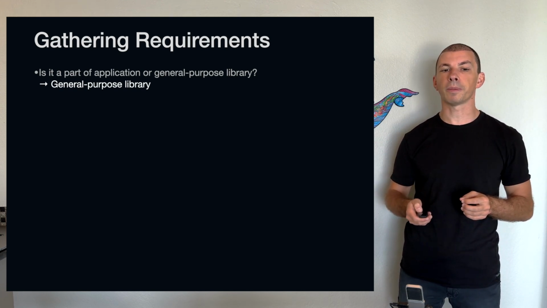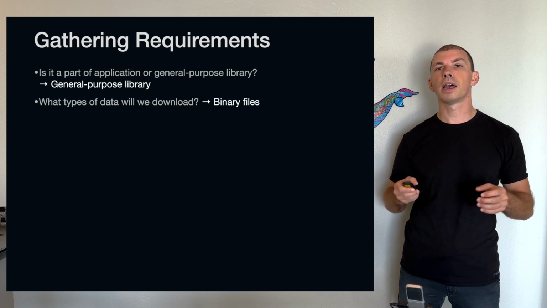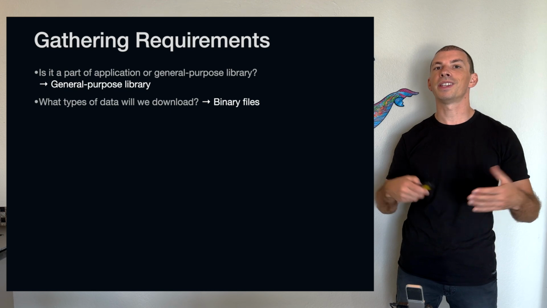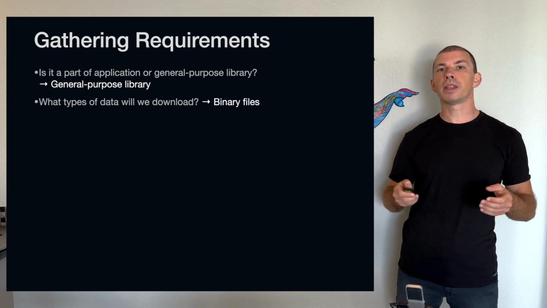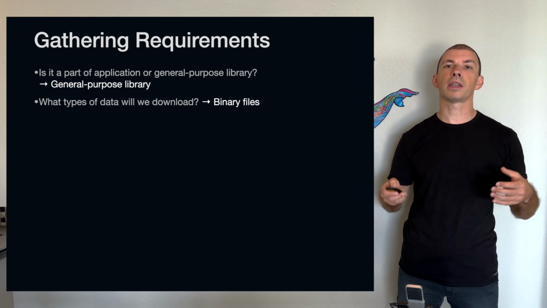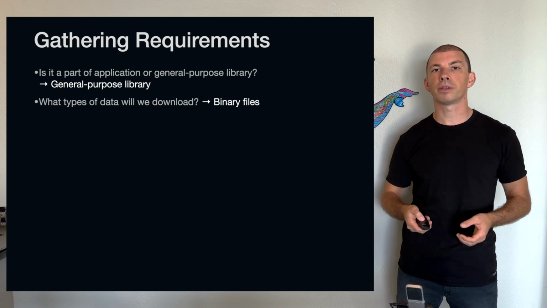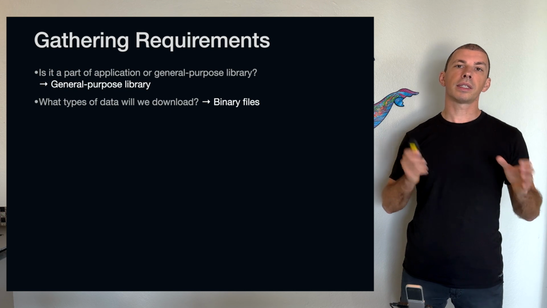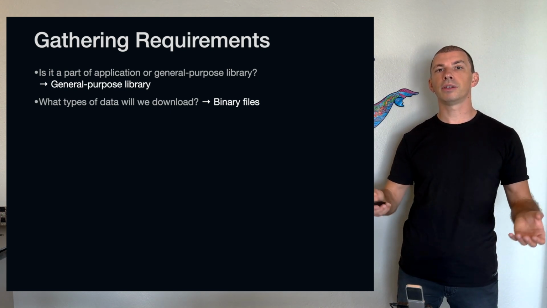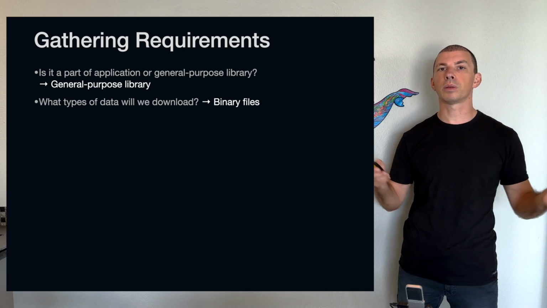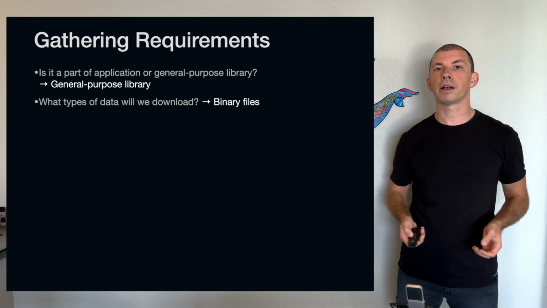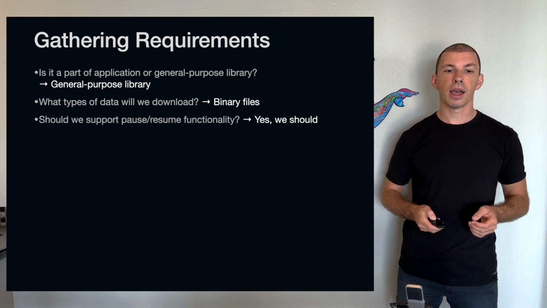We can talk about the specific use cases a bit later when we discuss all the requirements. The next thing is, what type of data should this file downloader download? Can it be only image files, text files, PDFs, and maybe some limitation related to this? But let's focus on creating a general purpose tool and downloading any binary files that we might have.